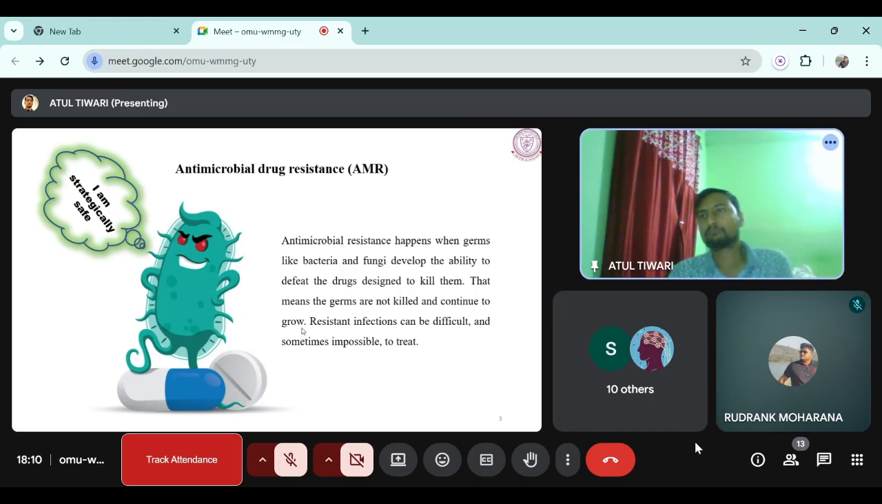Antibiotics are most commonly targeted towards a molecular target inside the cell. But with the evolution and progress of time, the bacteria and fungi get resistant to these drugs due to some very common causes that I will discuss in the next slide. That means the germs are not killed and continue to grow. Resistant infections can be difficult and sometimes impossible to treat.